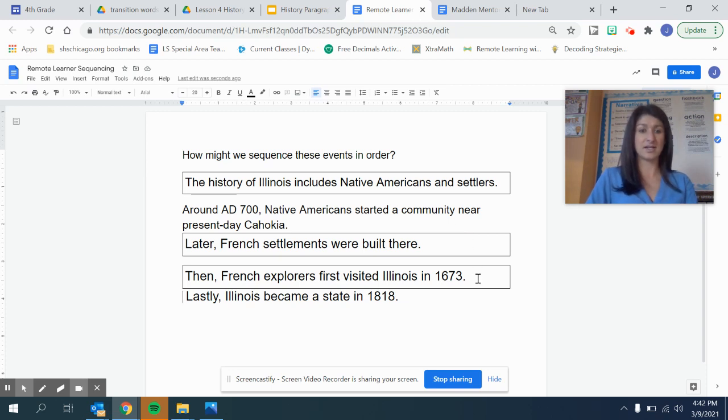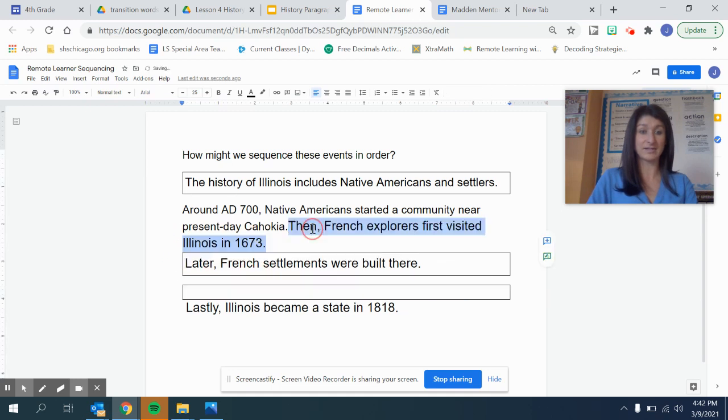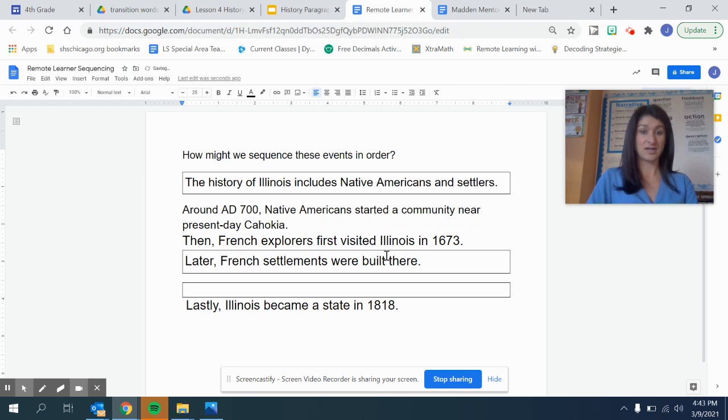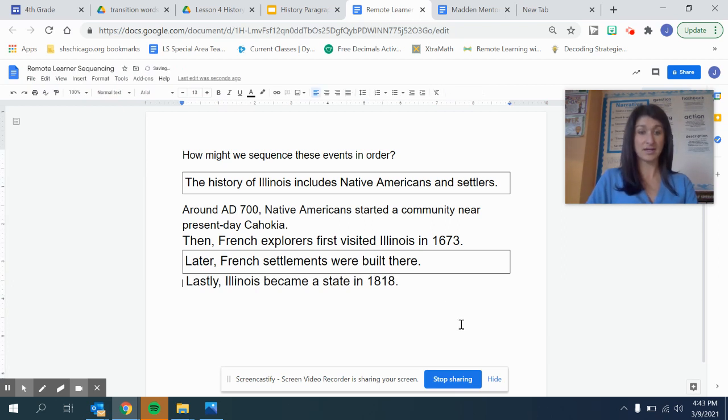I'm going to see, then French explorers visited Illinois in 1673. That tells me, because of that word then, that this might be a good place to put this fact here. Later, French settlements were built there. And lastly, Illinois became a state in 1818. I'm going to read this all through one more time, and let's see if this makes sense.